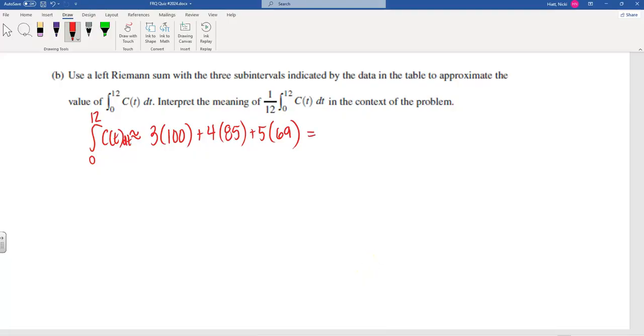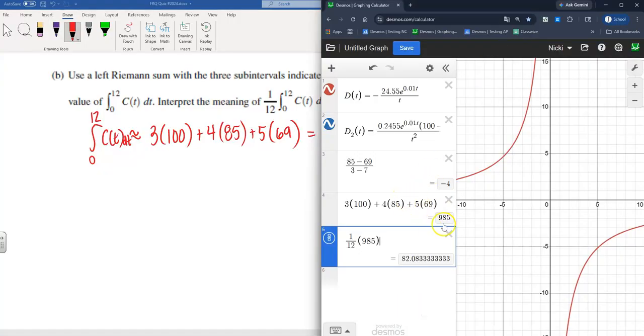Okay. Technically, you don't have to give a number, but it sure does make it a lot easier to interpret the meaning if you have a number. And this is calculator active, so if you type it into Desmos, you should get 985.